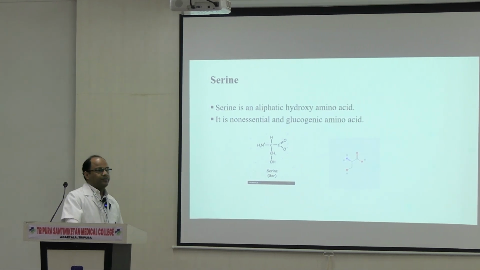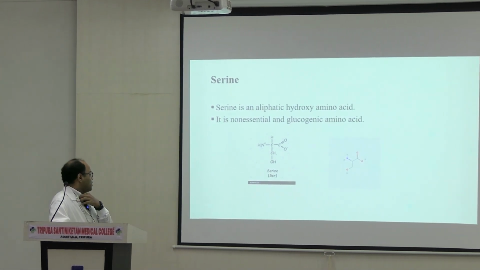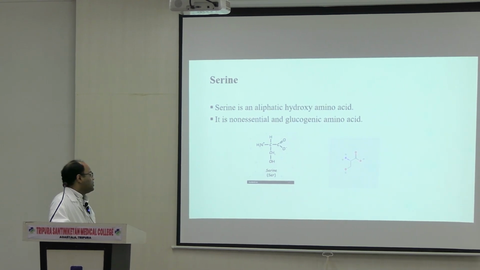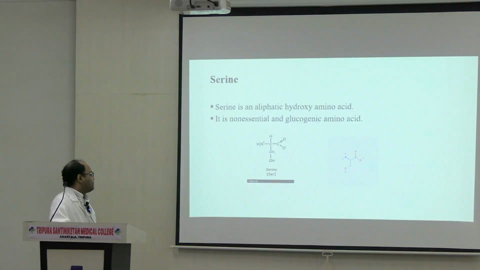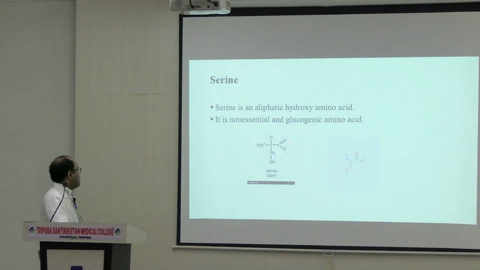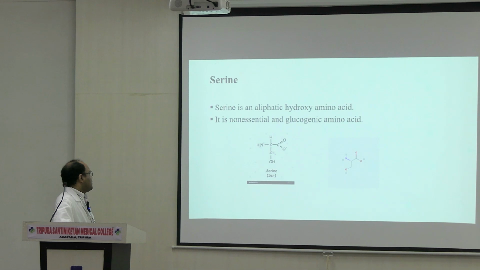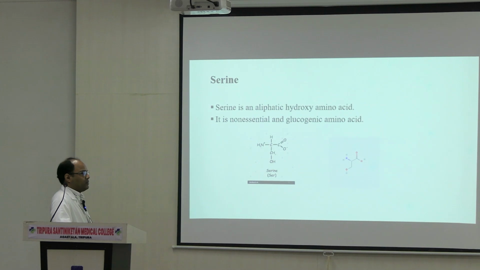What is serine? It is a non-essential and glucogenic amino acid. It is an aliphatic hydroxy amino acid. This is the structure of serine: the carboxyl group and CH3 group. There one OH group is there on the alpha carbon.